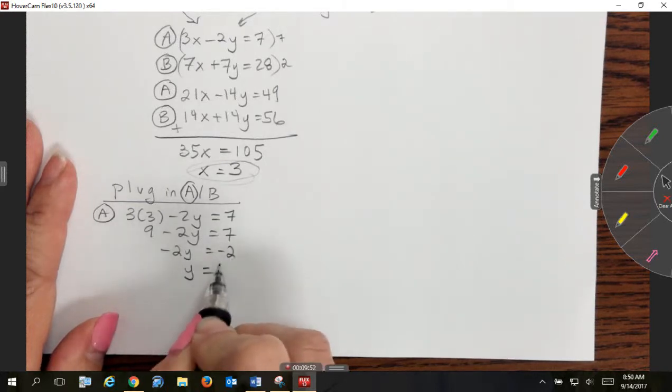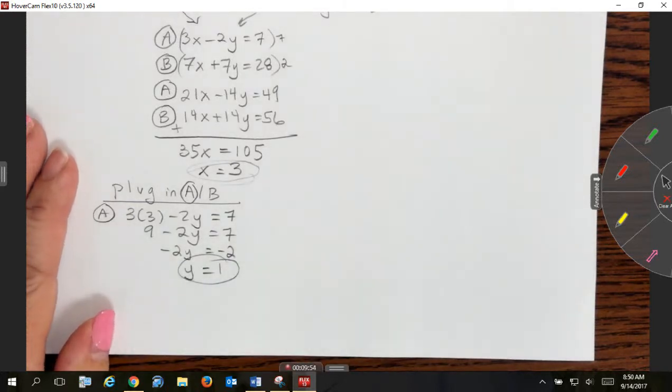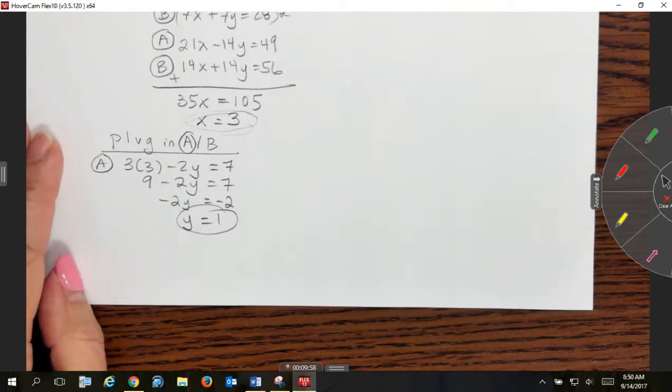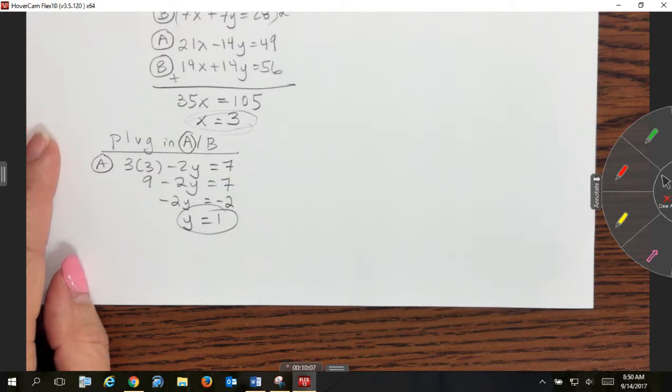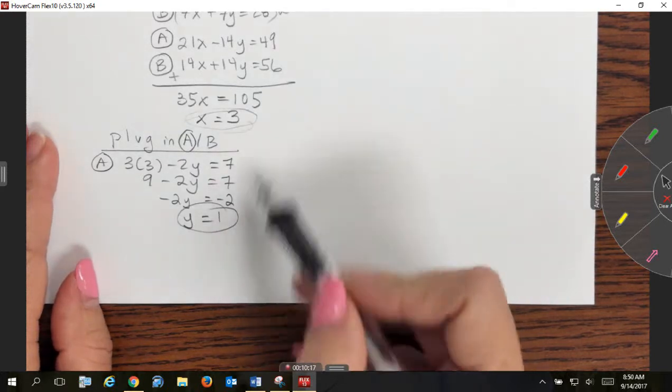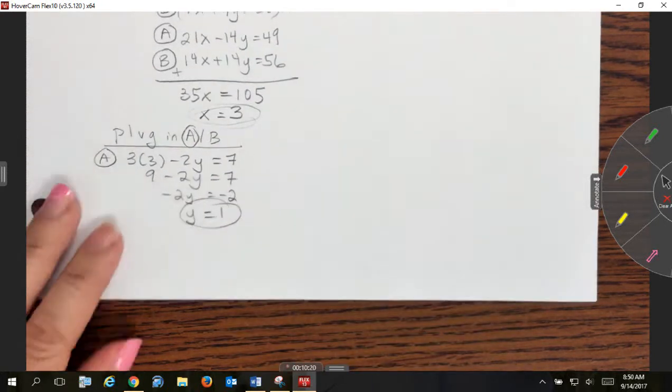And I solve for y. And I get y equals 1. So we went back to A or B. At this point, when you have two variables, then you go back to 1, 2, 3. It does not really matter, I'm just going to plug it into 1 because it's the first equation. I'm going to plug in x and y into equation 1.